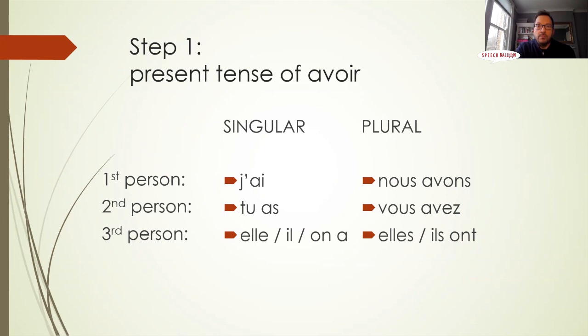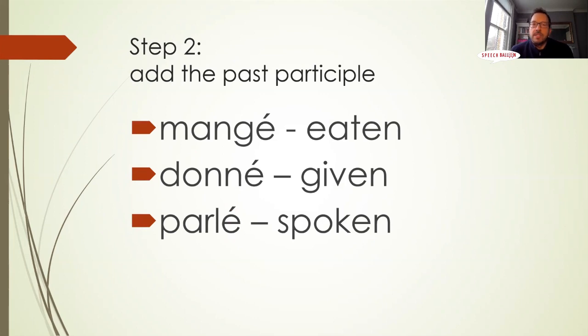So step one, remember, you've got to know the present tense of avoir. So you should all know this, get this nailed. J'ai, tu as, elle, il, on a, nous avons, vous avez, elles ont, or ils ont. Commit that to memory, make sure you've got that. Step two, you add the past participle. So it could be mangé, eaten, donné, given, parlé, spoken.